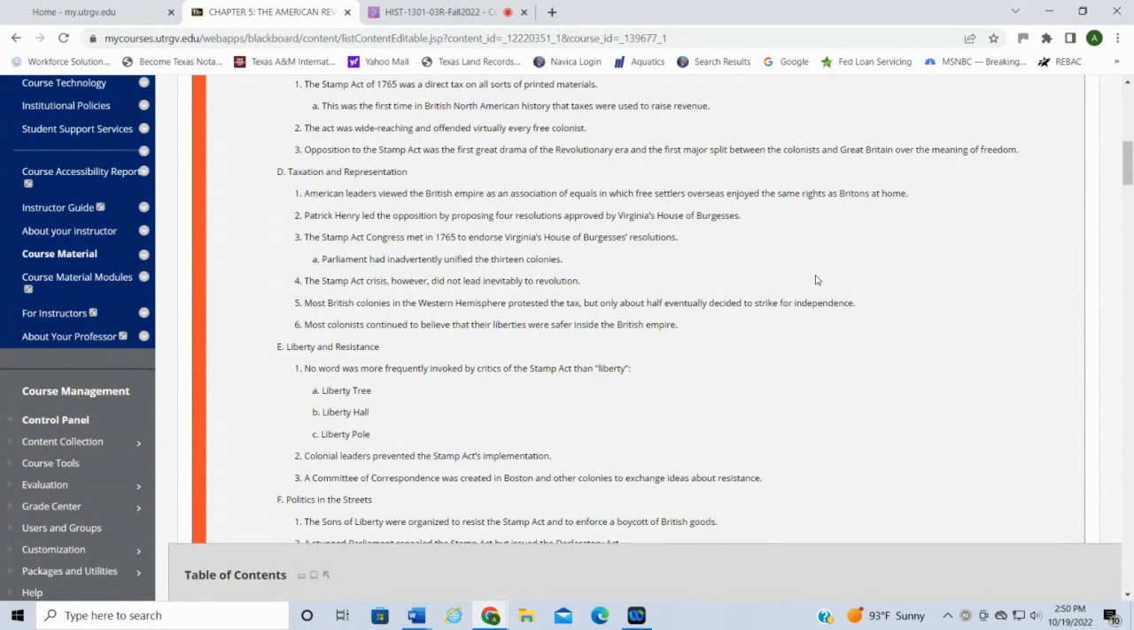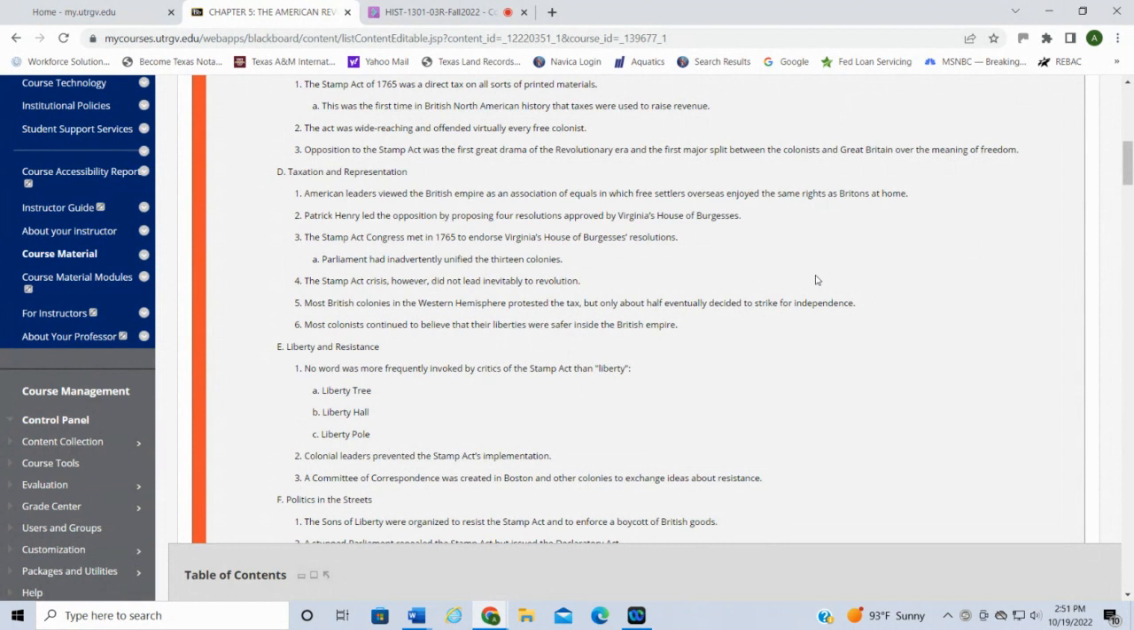So we talked about how this was a fundamental disagreement between how the Americans viewed liberty and how the British viewed it, right? The British Empire did not view the colonists as equals, so to speak, but the colonists felt that they were equal. So this was a major point of contention.